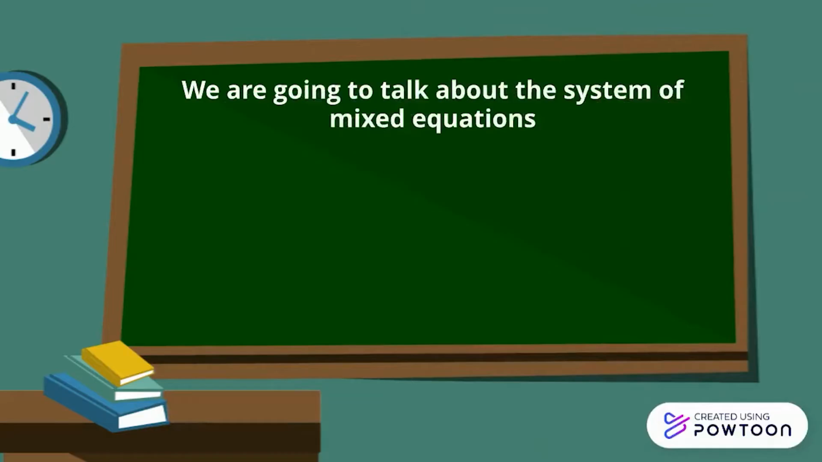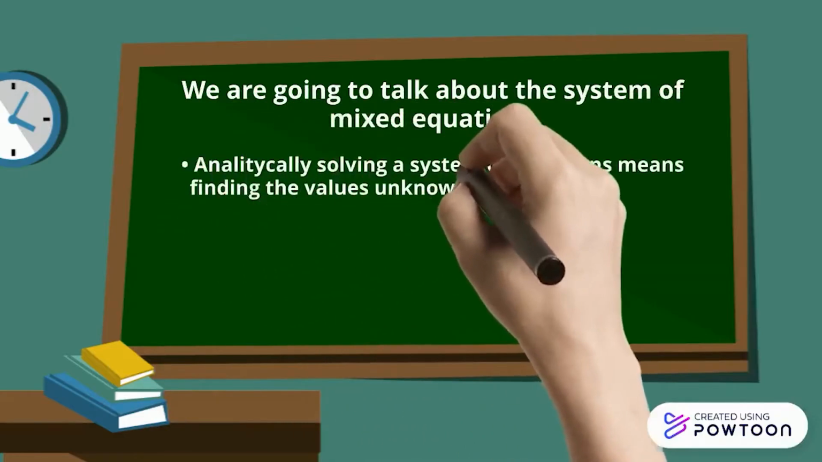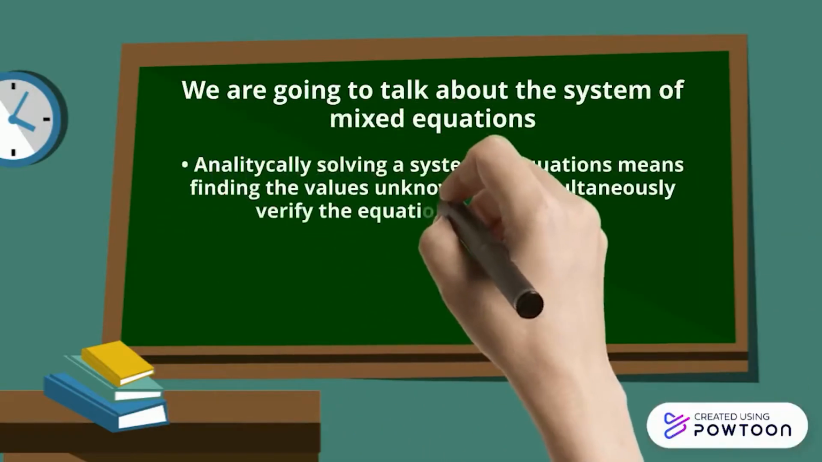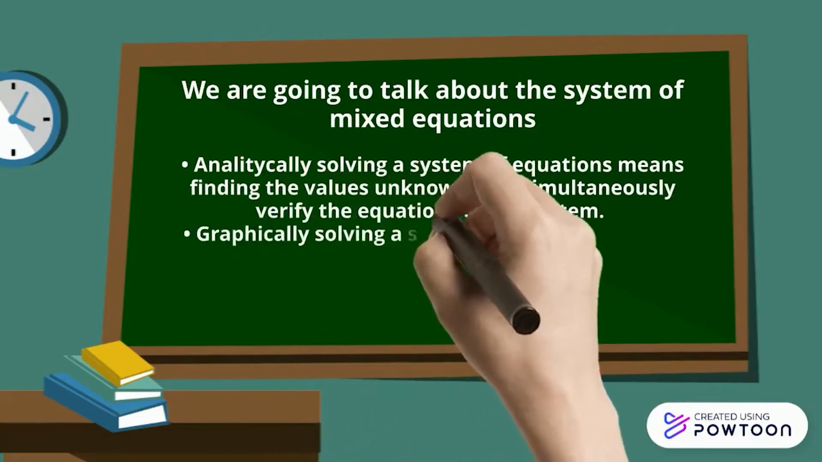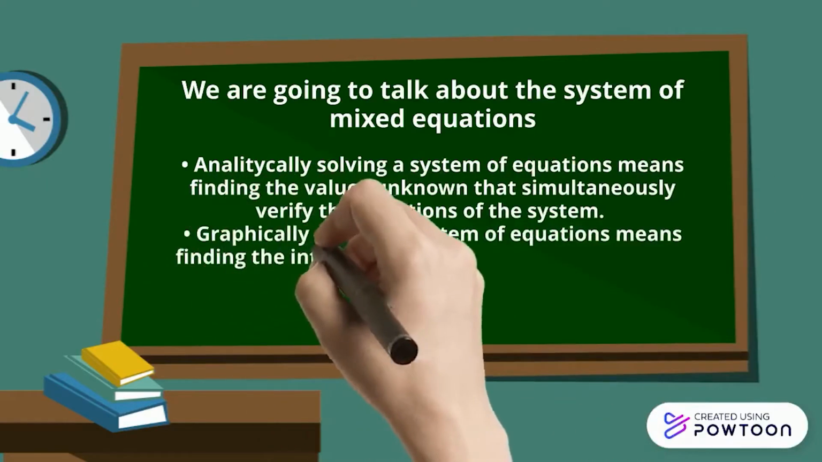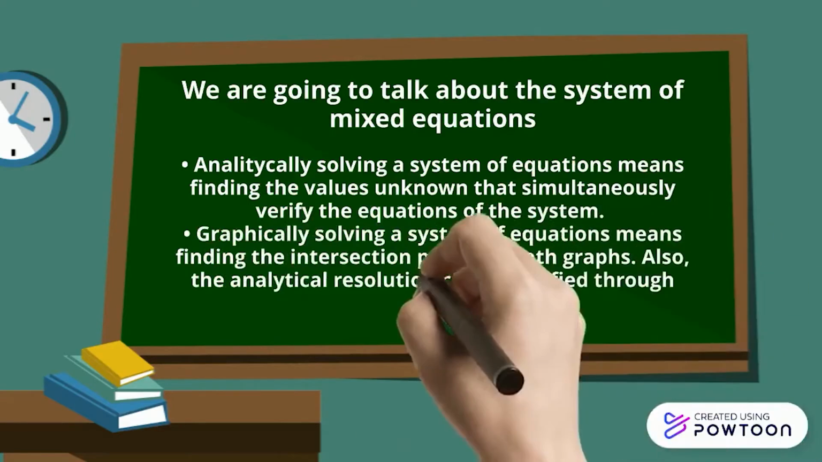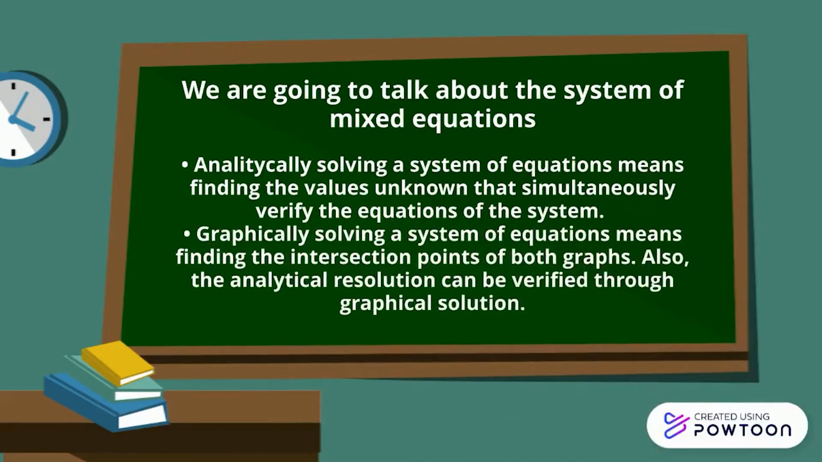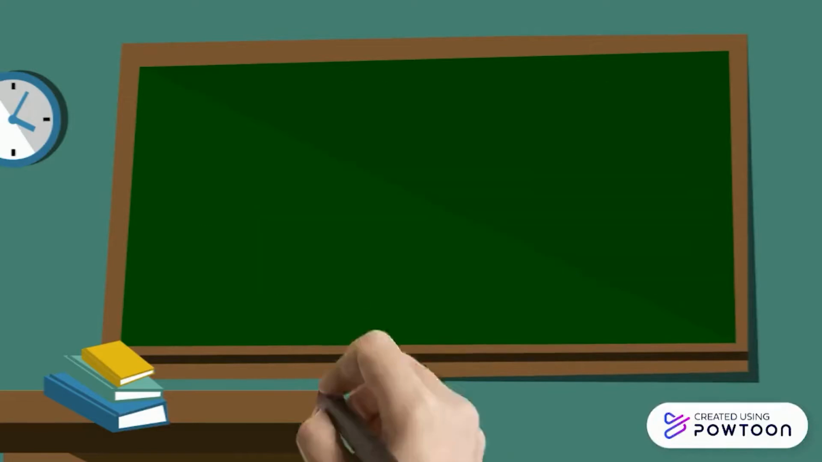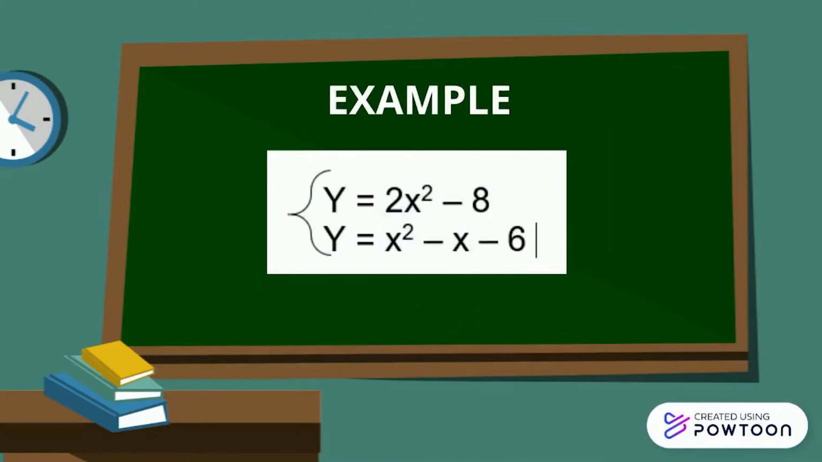Analytically solving a system of equations means finding the values of the unknowns that simultaneously verify the equations of the system. Graphically solving a system of equations means finding the intersection points of both graphs. Also, the analytical resolution can be verified through the graphical solution. Now, let's go with the example and the steps to solve a system of mixed equations in both ways.